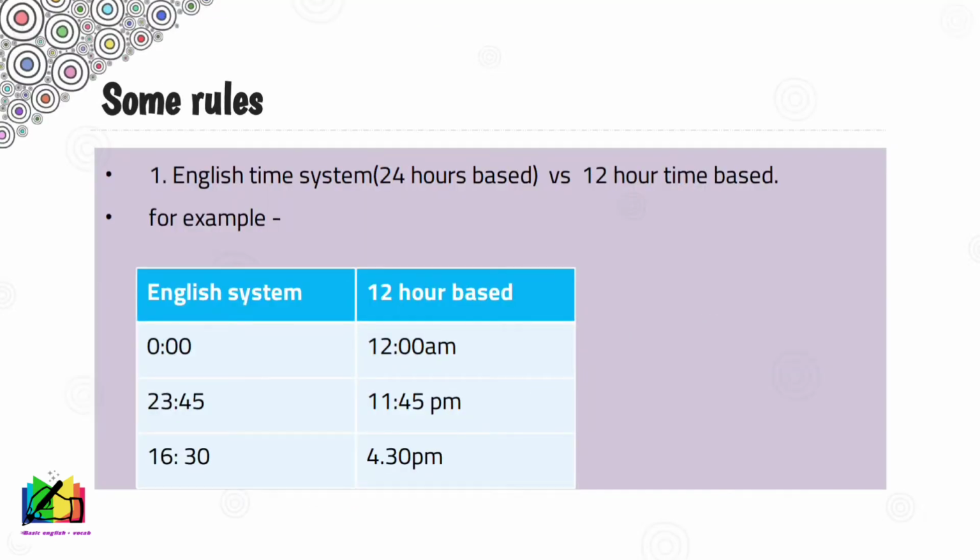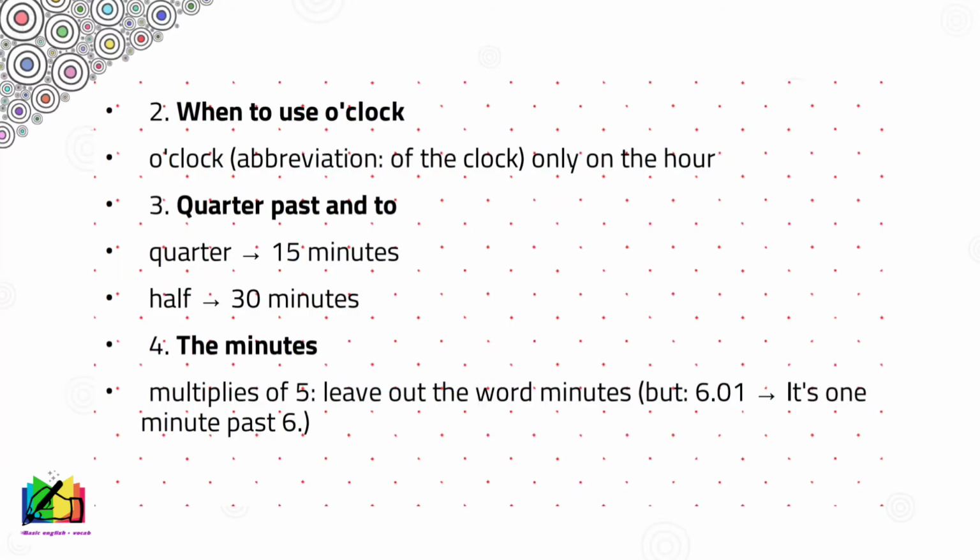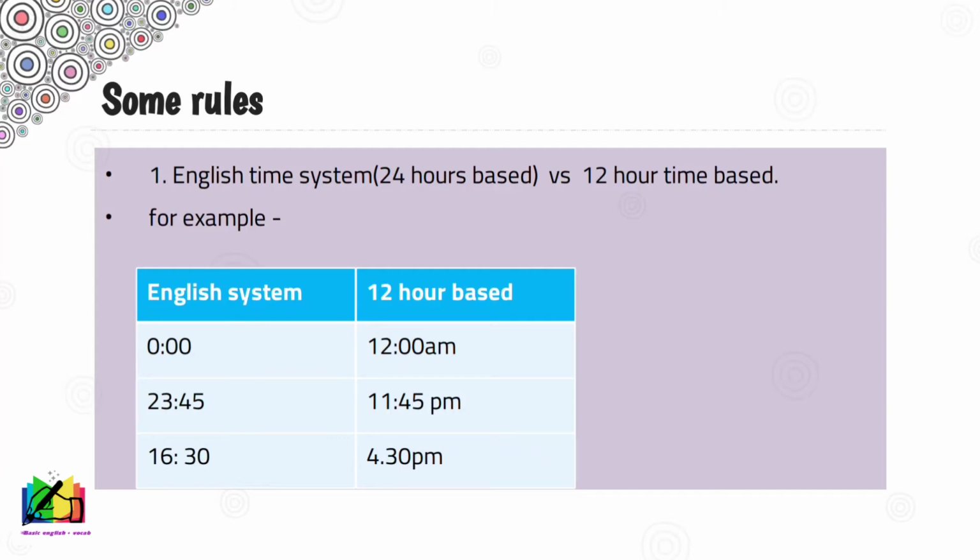We will understand what the English time system is and what the 12-hour time system is. The English system is 24 hours based, and that one is 12 hours based. For example, 0, 0 means 12 a.m. In the 12-hour based system, we use AM, PM, and so on. But in the English system, we do not use AM, PM, we use the 24-hour method directly. For 12 AM, they use 00, 0. For 11 PM, they use 23 hours completed, and so on.